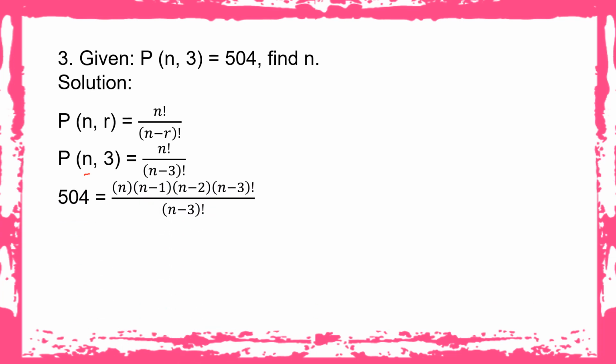And next is 504. This is our permutation. So 504 is equal to, the denominator is n minus 3 factorial. So for our numerator, always start at n, followed by n minus 1, multiply by n minus 2, multiply by n minus 3 factorial. We should end at n minus 3 factorial because it is the value of our denominator. So next thing that we can do, again, this is division, so cancel n minus 3 factorial.